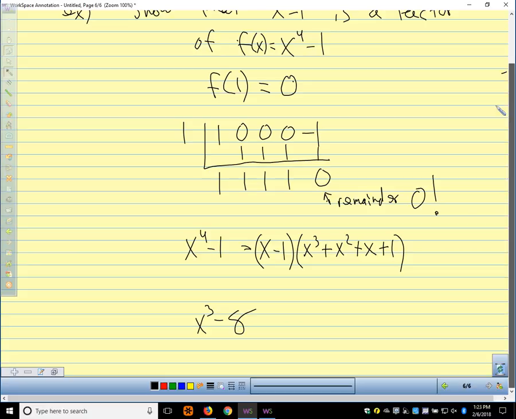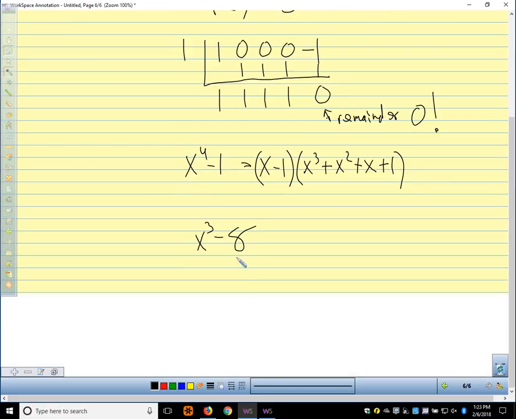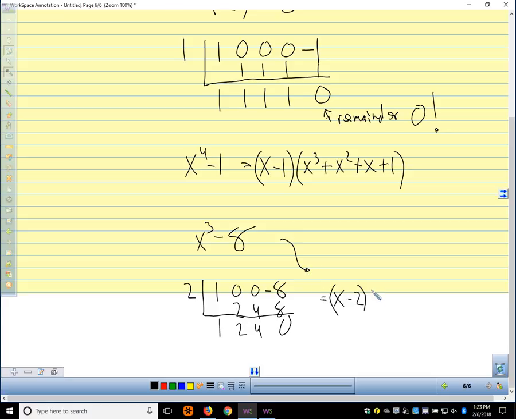But for this polynomial, what would be a 0 of this polynomial? 2. But that's it. How about doing synthetic division by 2? So this tells me that x cubed minus 8 equals x minus 2 times x squared plus 2x plus 4. And there I factored my difference of cubes.